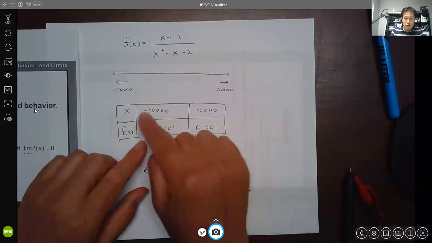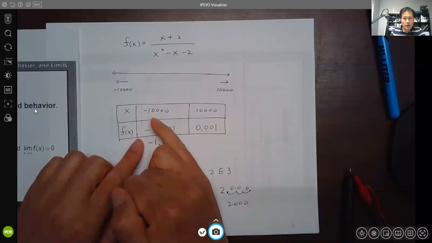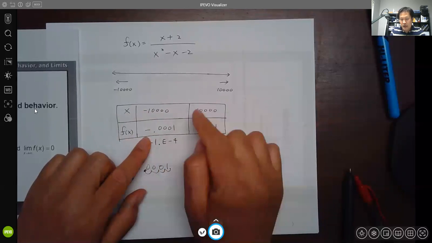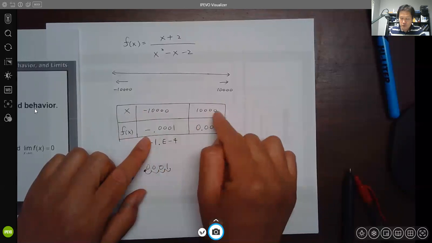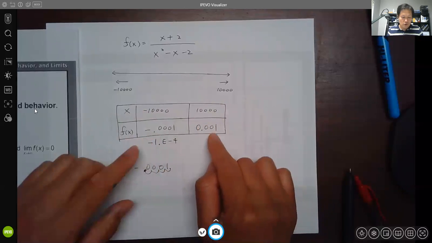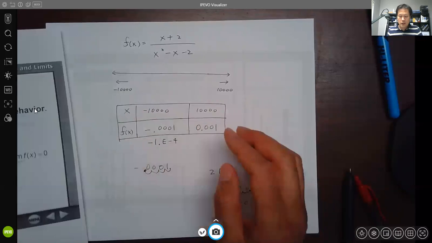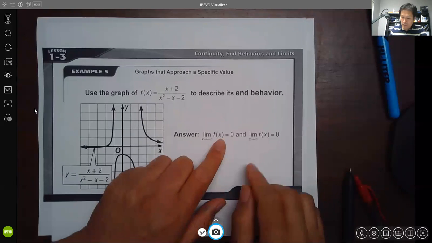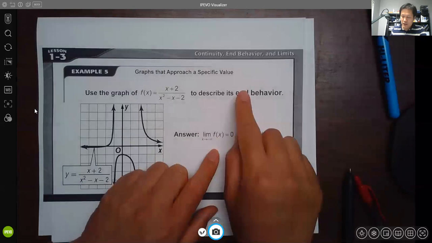So if you keep going to the left, put in an x value that's a very small number, it's almost 0. Going to the right, put in a very high x value, like 10,000, it will be almost 0. So that's another way to confirm it will become 0. So left hand limit is 0, right hand limit is 0. That's how you say it.